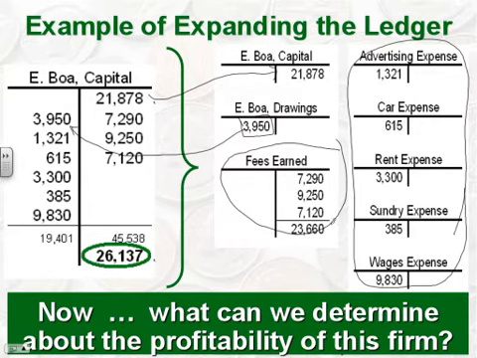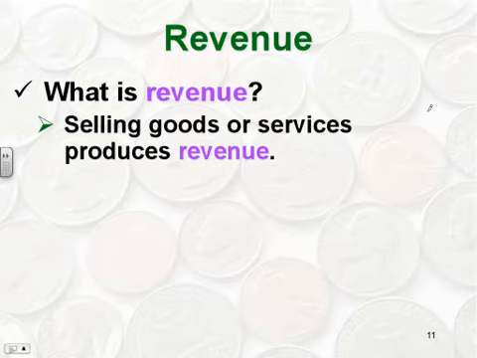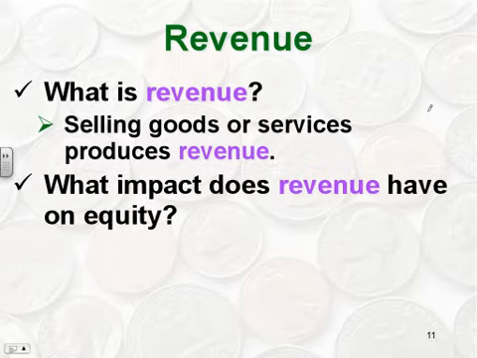So we've had $23,660 in revenue. And if you subtract all of these expenses, you will be able to see whether or not they have a profit or a loss. What is revenue? We haven't talked about revenue a lot. Well, revenue is when a company sells goods or services. And revenue increases owner's equity.